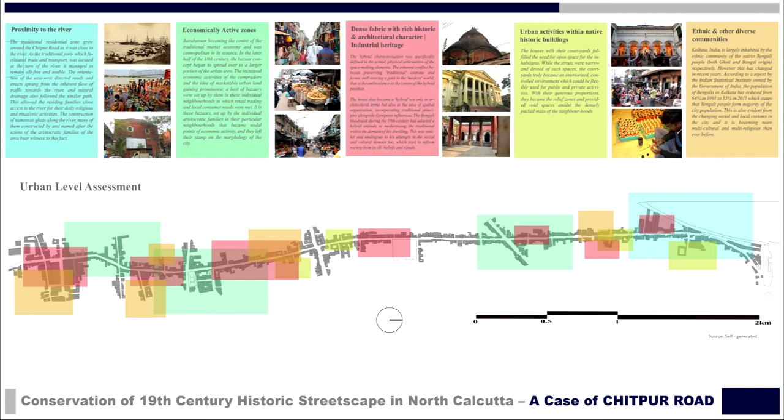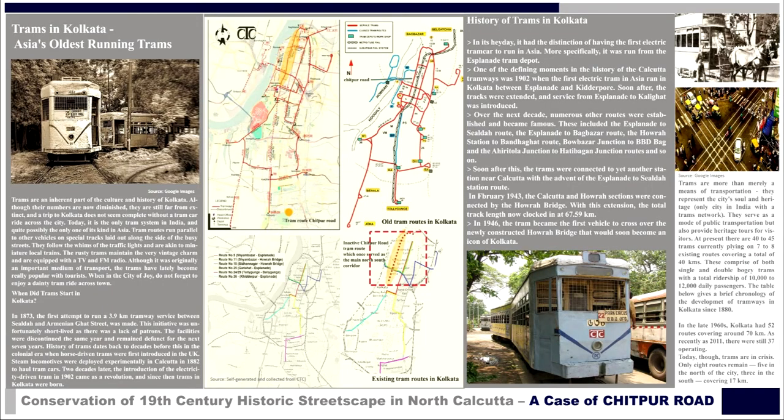Dense building fabric with rich historic and architectural character. Nature of urban spaces within the native quarters. Ethnic and other diverse communities, for example, the first Chinese community settlement in India. Tram as the industrial heritage is an inherent part of Chitpur's history and culture.